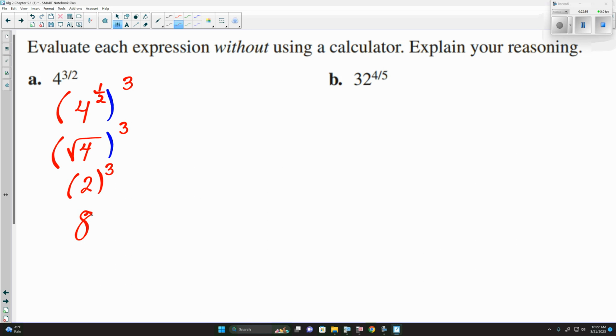Now, does it make sense that 4 to the 3 halves, our result was bigger than what we started with? Because what is our original exponent? Is that bigger or smaller than 1? So should we expect the number to get bigger?